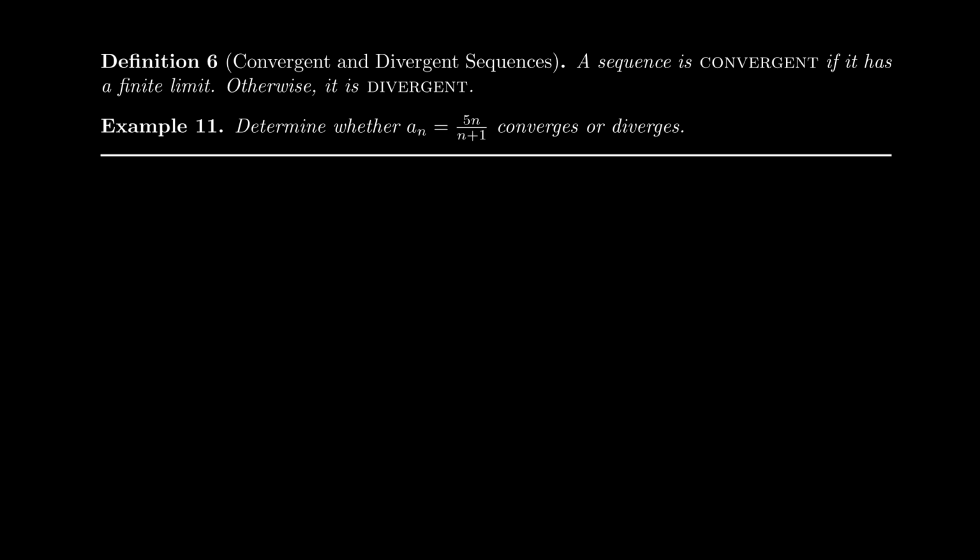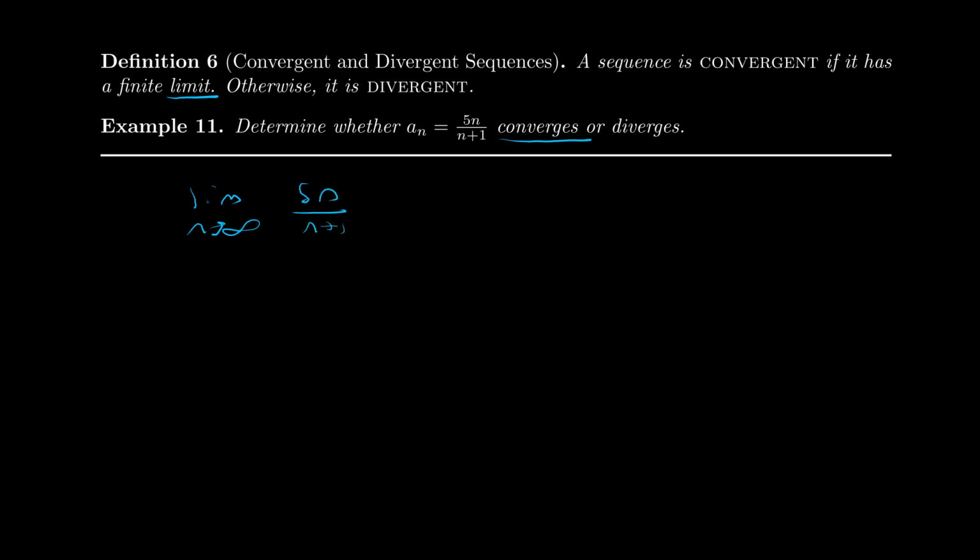So we want to know whether a sub n equals 5n over n plus 1 converges or diverges. I'll tell you right now it converges. I know it will because I know that this is going to equal a number. How do I know that? Because it has to do with its limit, if it has a finite limit. So we're always looking at the limit. I want to look at the limit as n goes to infinity, which is always what we're looking at, of 5n over n plus 1.